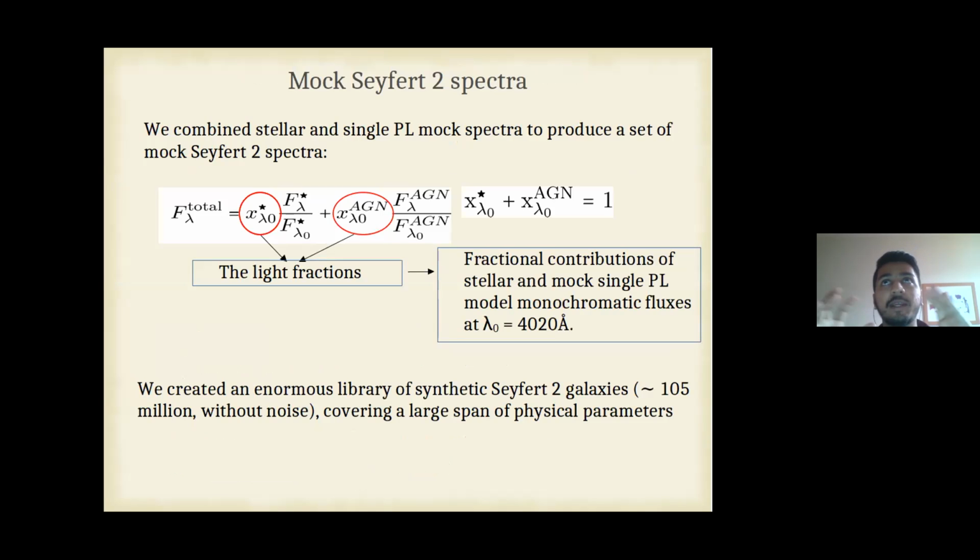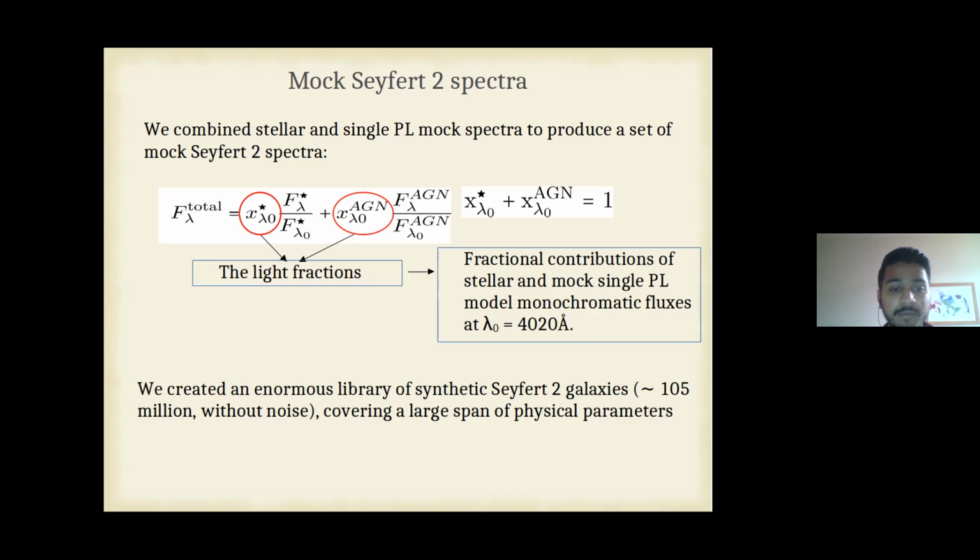So having done that, now we have the stellar part and we have the AGN part. Now we combine them together to produce a Seyfert-2 spectrum. How do we do that? We define something known as the AGN fraction, which is the fractional contribution of the flux at 4020 angstrom by the AGN. In this equation, you can see that they are the light fractions. Once we know the X AGN, we can replace the X star with that, and we just need one parameter. Based on that, we can create galaxies governed by the relative contribution of AGNs.